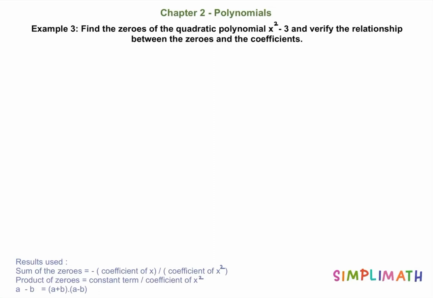Example 3 says, find the zeros of the quadratic polynomial x² − 3 and verify the relationship between the zeros and the coefficients. Okay, now let us start with the first part of the question, that is to find the zeros of the quadratic polynomial x² − 3. Let p(x) = x² − 3.